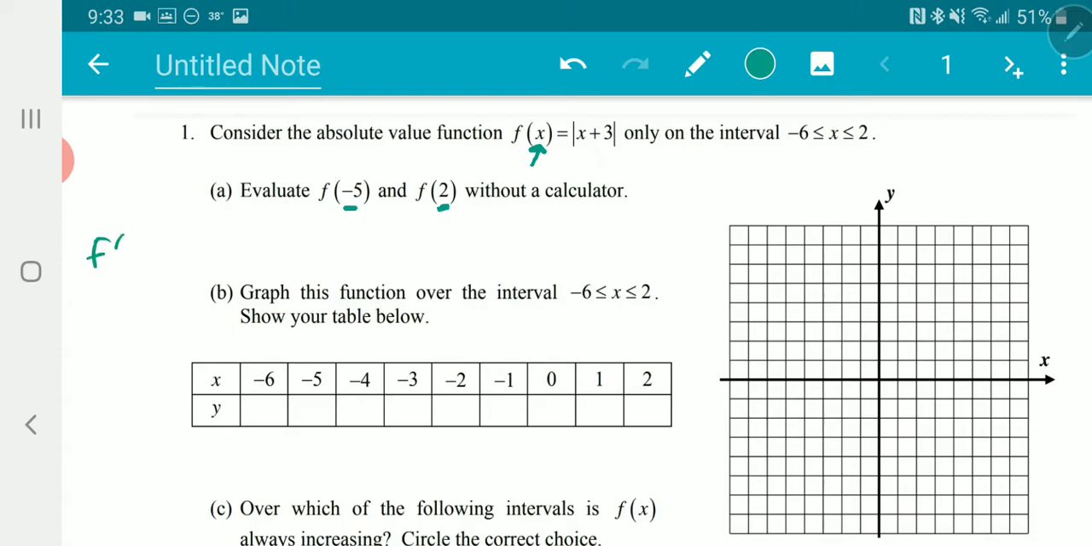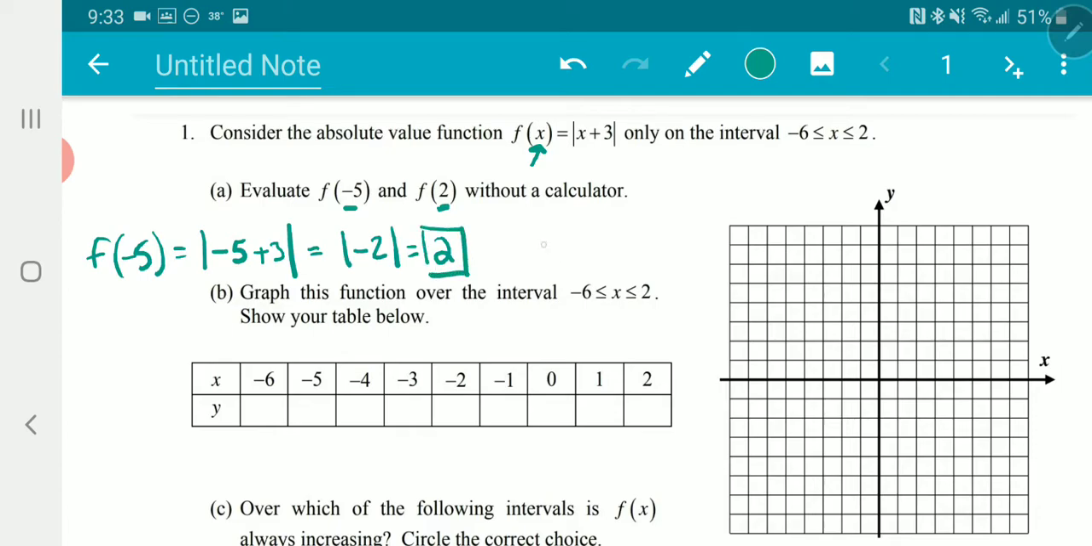So f of -5 is really just equal to the absolute value of, I see my x there, I'm replacing it with the -5 plus 3, whoops, not a parentheses, an absolute value. So -5 plus 3 is just going to give me -2, and the absolute value of -2 is +2. So that's my first value.